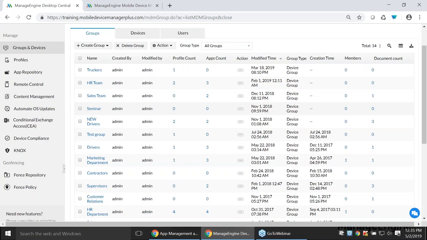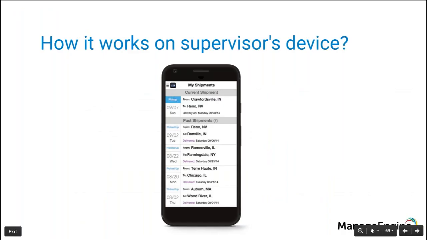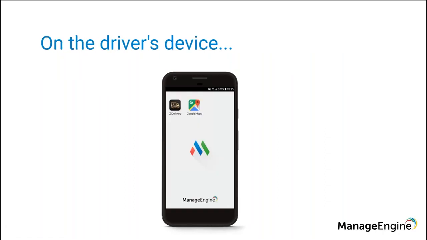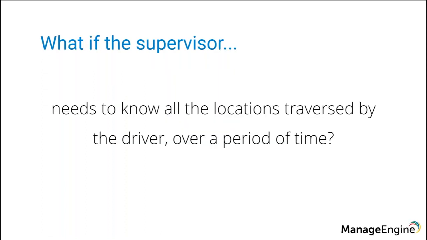So let's see what happens on the device end. For your supervisor's device, since it's locked down in a single app kiosk mode, only that one application would be present on their device screen. They cannot navigate to even the home page. But for your driver's device, it would be a little bit different, as they would have access to two applications. So if you'd like to have a wallpaper, as I mentioned, you can also post a wallpaper at the backdrop, and your two applications, your Z-Delivery app and the Google Maps app, would be available on the device screen.